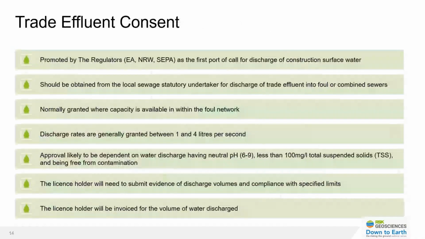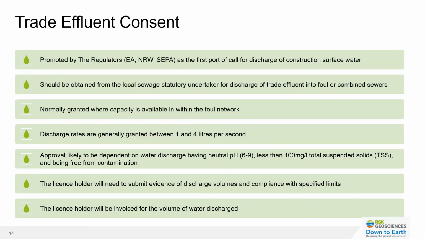Trade effluent consents generally are promoted by the regulators as the first port of call for discharging your construction surface water. However, it's not always possible, given that throughout the various stages of a construction site's life cycle, you may not have access to a foul sewer network. Again, the discharge rates are fairly restrictive, and applications are more commonly being refused due to a reducing capacity within the foul drainage network. They can be costly because ultimately you'll have to hire pumps and pipe work to be able to discharge to the closest foul sewer available. And generally they're only granted for 12 months and there's no guarantee that a subsequent application will be granted.